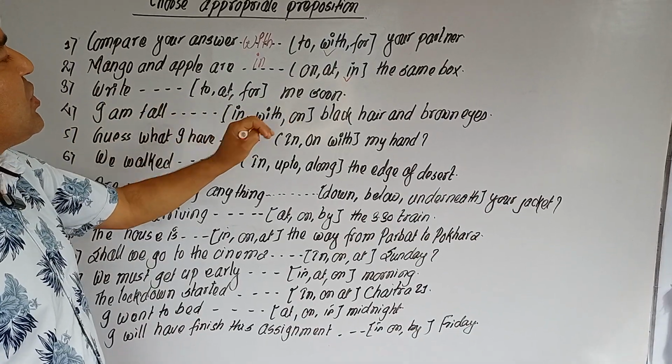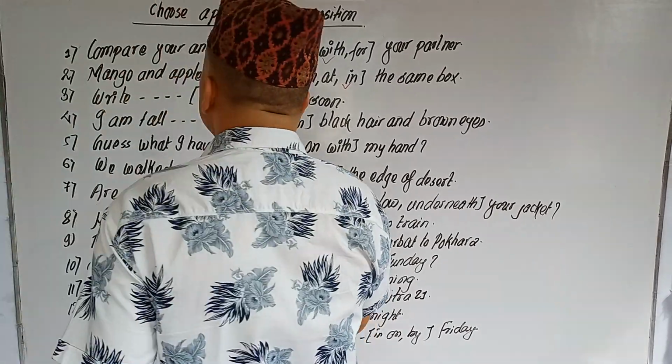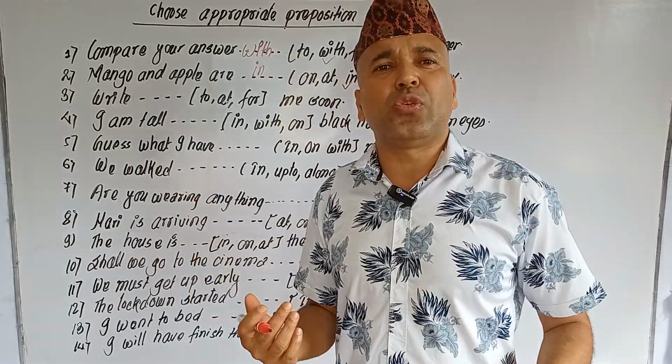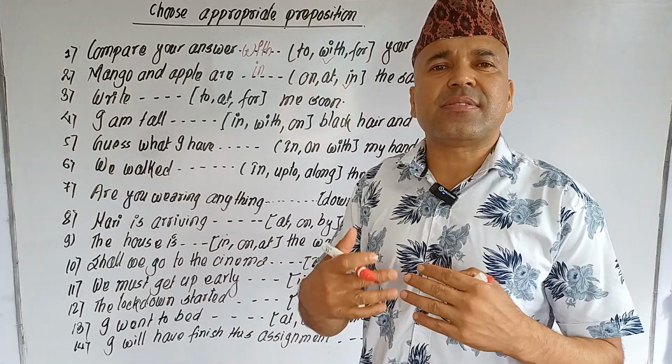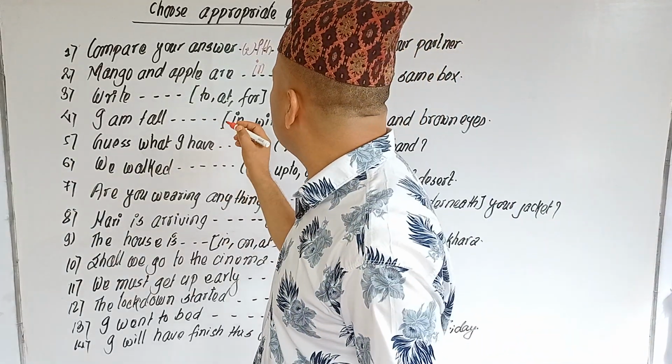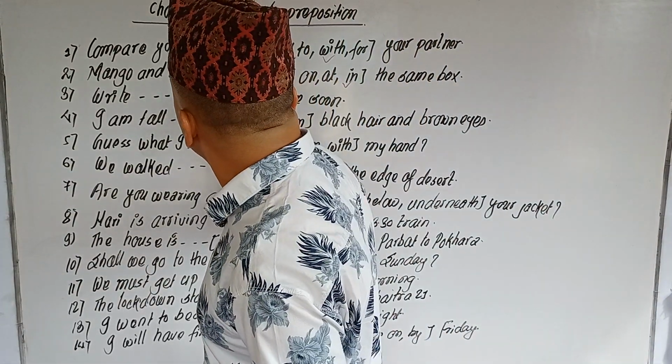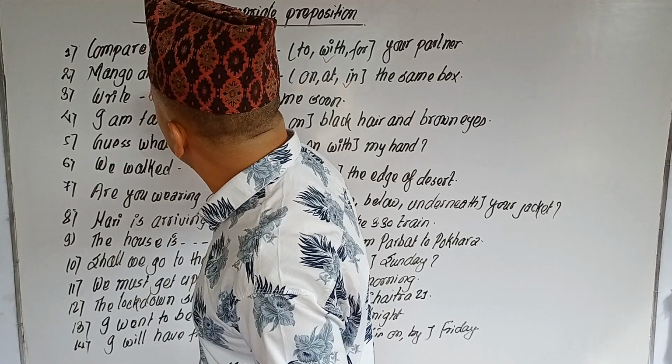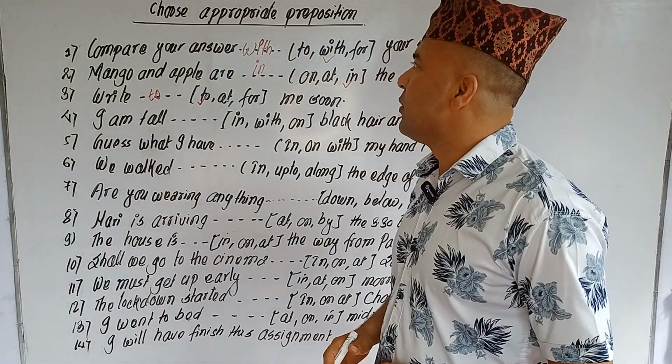Write to me soon. Write to me soon means it is a message. So you have to write soon, and to is here. That's why we have to use to.